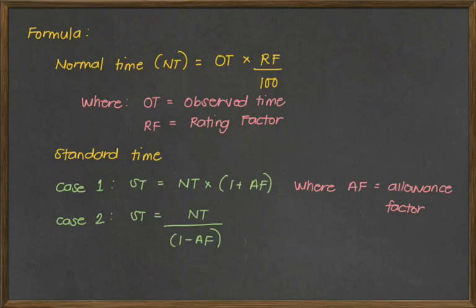Now, for the standard time, we have two cases. So, case 1 is given as your normal time multiplied by 1 plus the allowance factor. And for case 2, we have your normal time divided by 1 minus the allowance factor. Now, let's discuss what's the difference between the two cases.